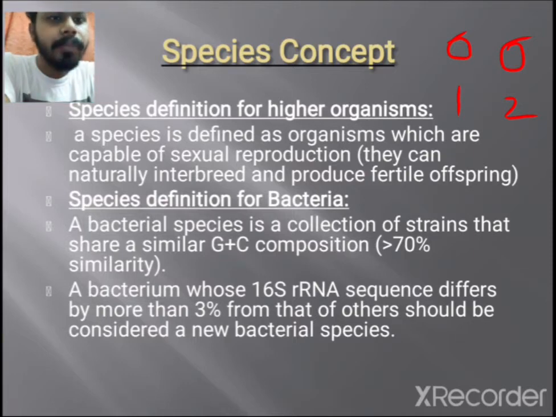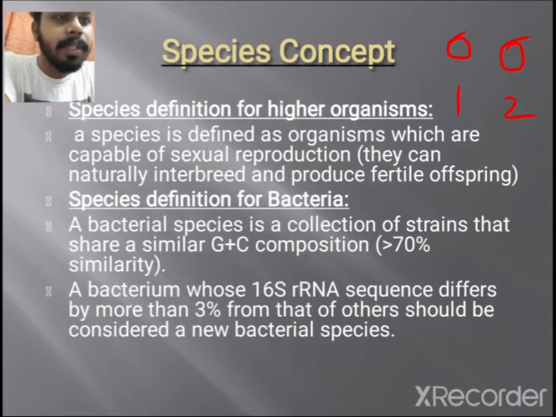species. Okay, and the species definition for bacteria is different from higher organisms because these bacterial or prokaryotic organisms cannot perform sexual reproduction or interbreeding. So that's why their species definition is different. So what is the species definition for bacteria? A bacterial species is a collection of strains that share a similar G plus C composition, more than 70% similarity in their G plus C composition. Then we can say that the organisms belong to a similar species.